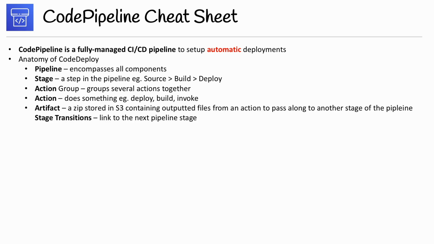Then you have artifacts. So it's a zip stored in S3 containing outputted files from an action to pass along to another stage of the pipeline. And you also have stage transition. This links to the next pipeline stage.